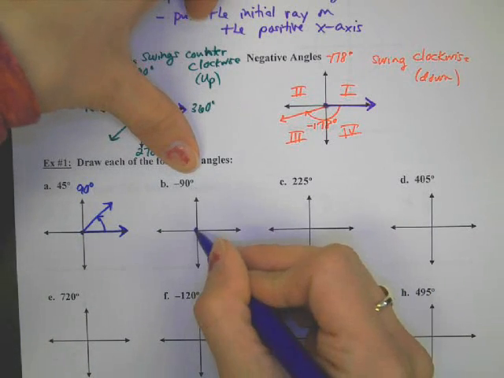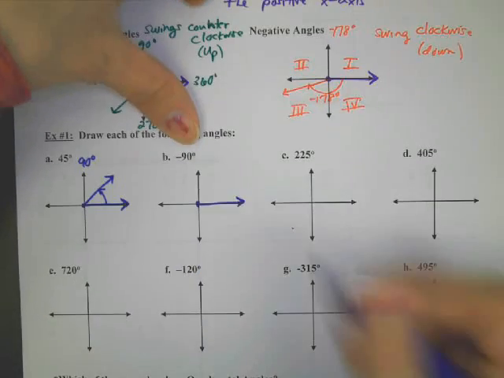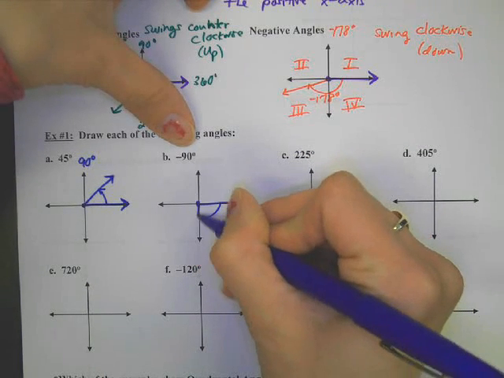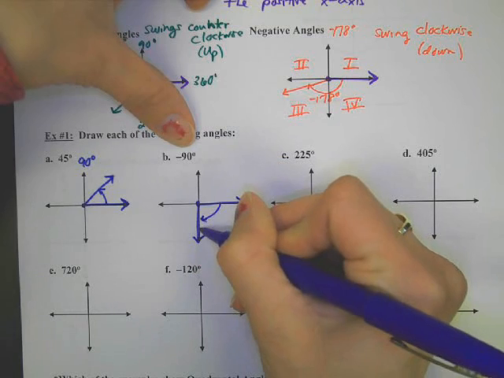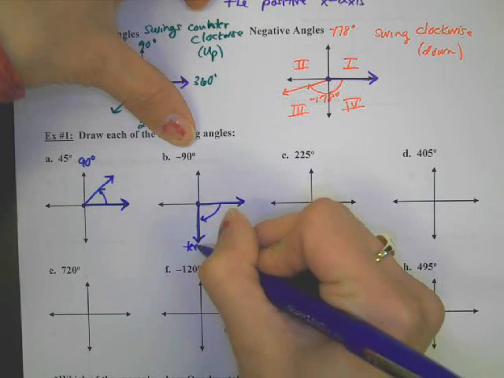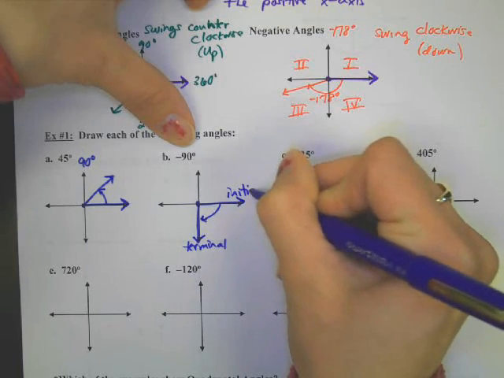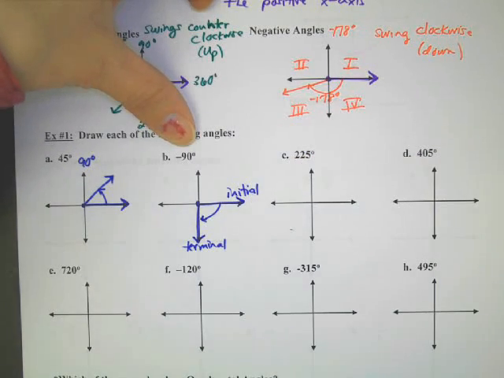A negative 90 starts on the positive x-axis, but a negative, we're going to swing down. We're going to swing down here, and there's our final ray, or our terminal ray. Terminal meaning ending. Initial means starting. Starting ray on the x-axis.